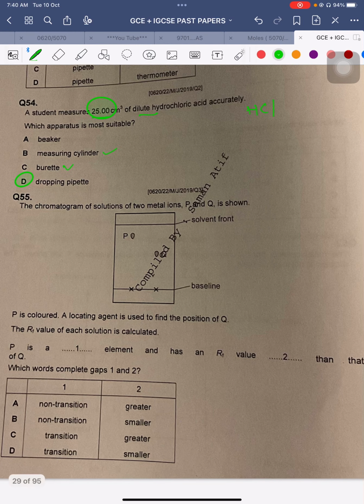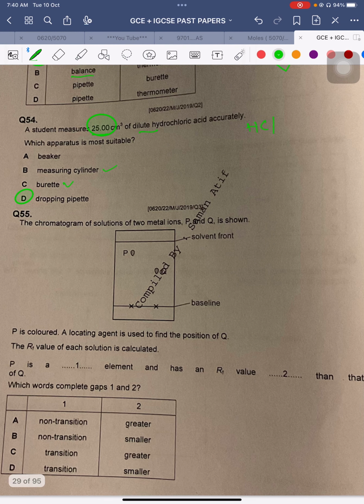Okay, now we are on question number 55. This is telling you that the chromatogram of solutions of two metal ions P and Q is shown. P is colored, and a locating agent is used to find the position of Q. The RF value of each of the solutions is calculated. P is a dash element and has an RF value of dash than that of Q. Remember this, that P is a transition block element and it has a greater RF value than Q. So C will be the right option.